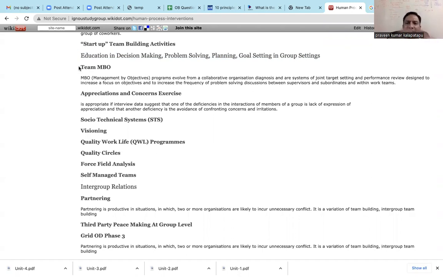First is team MBO. We already went through what MBO is: management by objectives. The concept is the same. Here as well, you are putting in goals and giving clarity on the goals. Then you take them through the process of defining the goal and making employees work on those goals, helping them work on those goals, then evaluating those goals, doing performance appreciation, rewarding them, and so on.